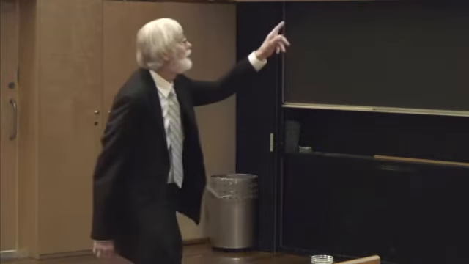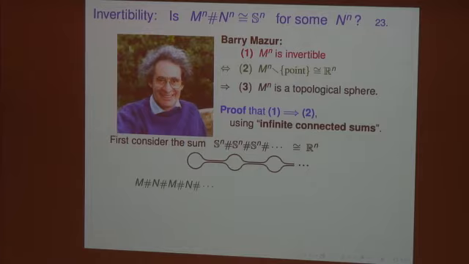So now let me prove that 1 implies 2. We start with an alternating sum. I'm assuming that m plus n is isomorphic to a sphere, and I take the alternating sum m plus n plus m plus n, and so on. If we put in parentheses one way, then we get a sum of spheres, which we've just seen is diffeomorphic to Euclidean space. But we can also put in parentheses in a different way.